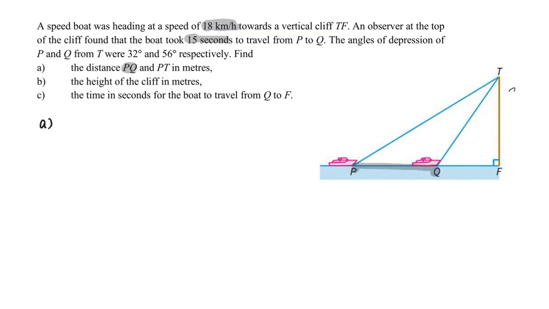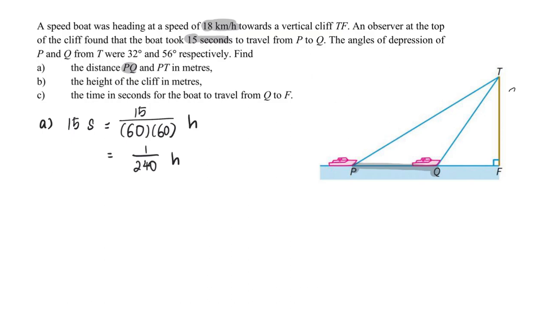So 15 seconds is equal to 15 divided by 60. This will give me minutes. Then I will have to divide by 60 again in order to find the time in hours, and this will be equal to 1/240 hour. That's the first step.